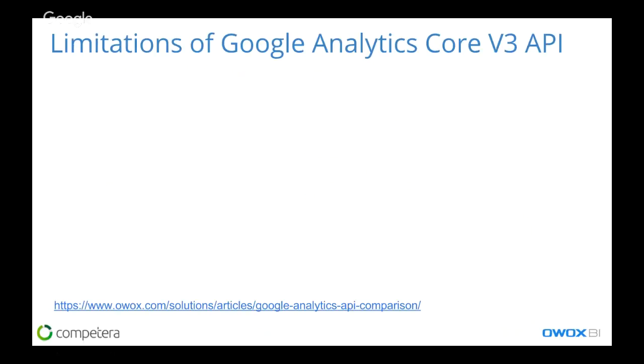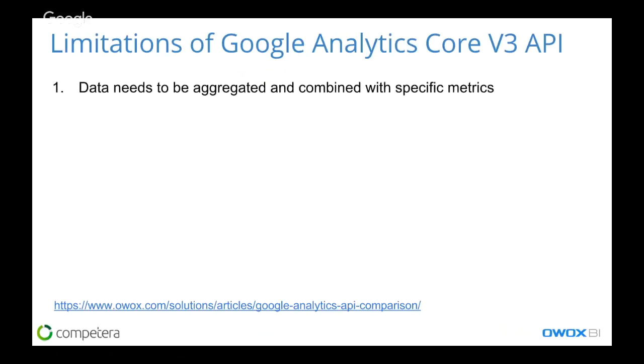There are some limitations of the GA API. You would probably have thought that it could also be done using just GA, so I need to list some of them. First, data needs to be aggregated and combined with specific metrics. This is how GA logic works, so you cannot just export the raw data. It should be grouped around some metric or dimension. This dimension could be, for example, hit ID, which is not a standard metric of GA, so you need to make an additional setup.